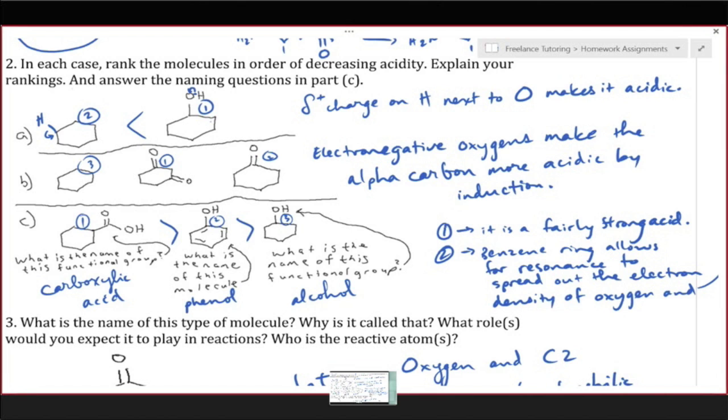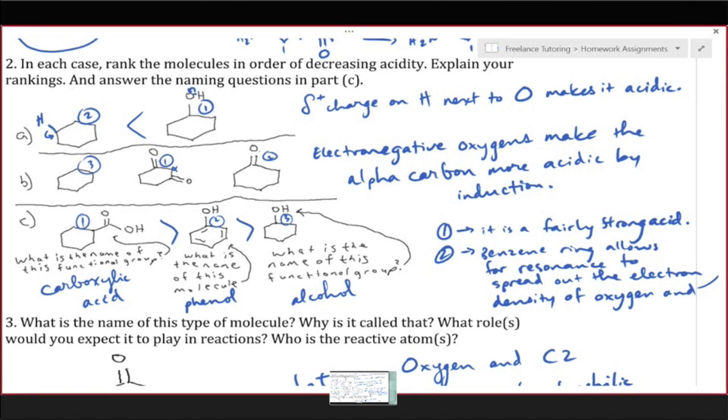Because there are 2 of those electronegative oxygens surrounding this alpha carbon right here, so it not only has one oxygen that affects it, but 2 that are affecting it, leaving it much more positive, much more acidic than the alpha carbons on this molecule number 2. Good. Do they give it a positive formal charge or a delta positive charge? Delta positive charge. Right.